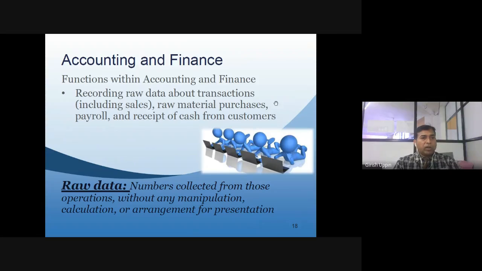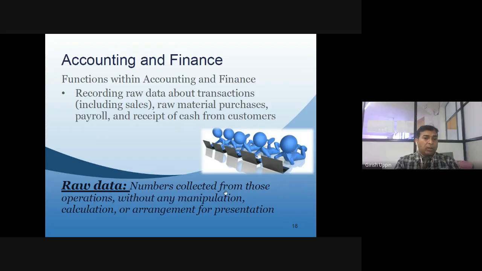Next, accounting and finance. Recording raw data about the transactions, including sales. The most important thing about accounting and finance is that every transaction in the organization should be recorded with accounting and finance. That is what they call raw data, including the sales. Raw material purchases, payroll, receipt of cash from customers, all those things. They have to keep a record of every transaction that happens in the organization.